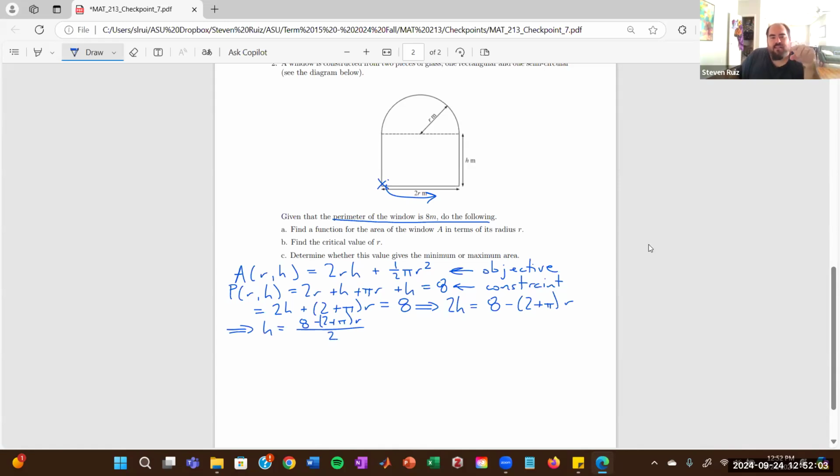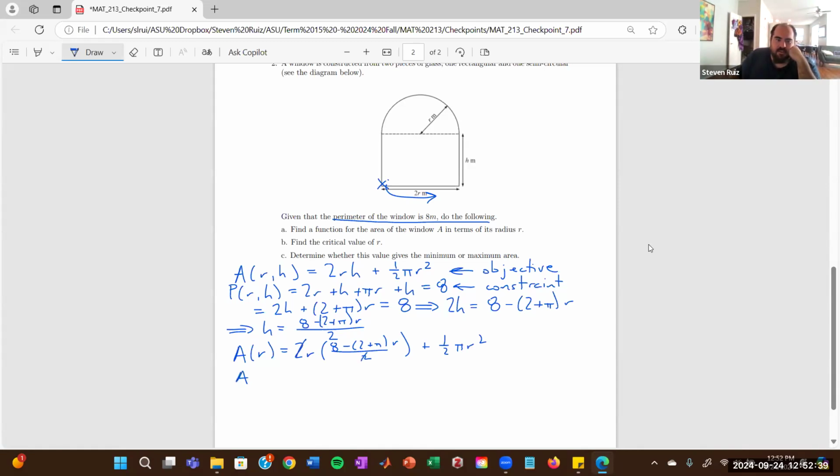So now I think I can plug that h back into my area as a function of 2 variables to get this area, and this will be written in one variable only. A of r is equal to 2 times r times this quantity, 8 minus (2 plus pi) times r, over 2, plus, oh, hold on, did I do anything else? Yep, 1/2 pi r squared.